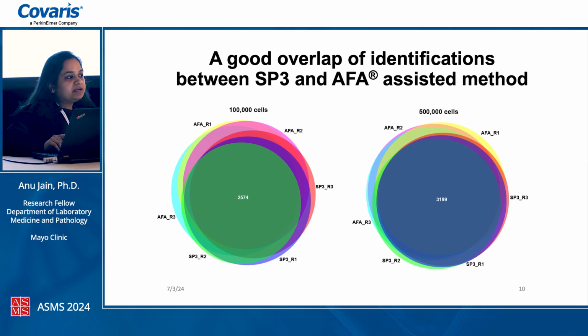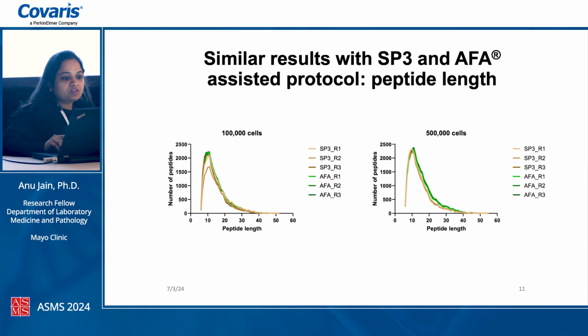And these are the Venn diagrams showing the overlap of the proteins identified with the two methods across the three replicates, and these show a good overlap. We also compared the length of the peptides that are being generated during the two digestion methods, and we found that these were similar across the two methods and the replicates, and most of the peptides generated were between 8 to 15 amino acid long residues.